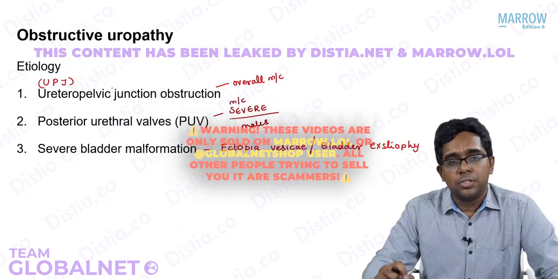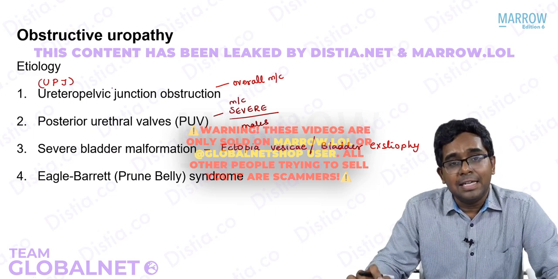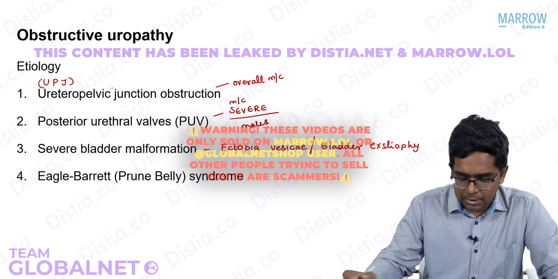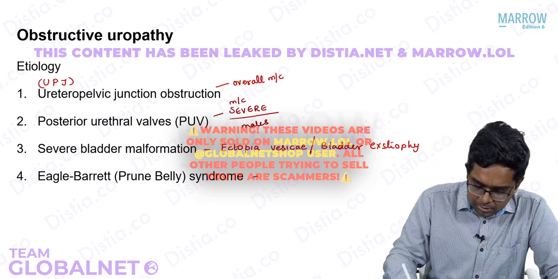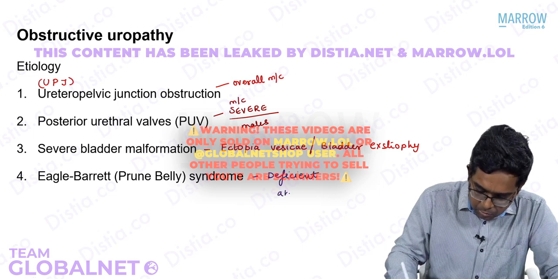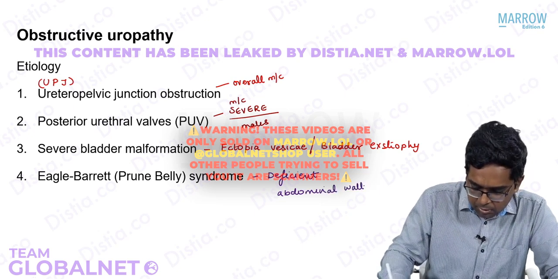And the last condition which is associated with obstructive uropathy in children is Eagle-Barrett syndrome, also called prune belly syndrome. This is a condition which occurs from deficient abdominal wall muscles. Deficient abdominal wall muscles.